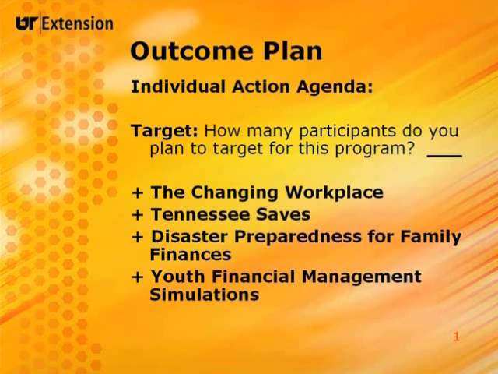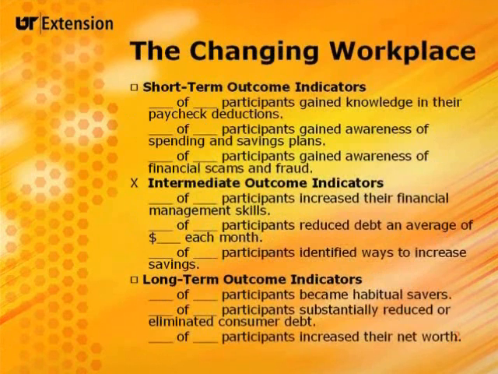There are 4 topics associated with family economics: the Changing Workplace, Tennessee Saves, Disaster Preparedness for Family Finances, and finally, Youth Financial Management Simulations. So in the case of the Changing Workplace, you would select the Changing Workplace by indicating the plus sign next to the Changing Workplace. That would bring up the outcome indicators for this topic, the Changing Workplace.